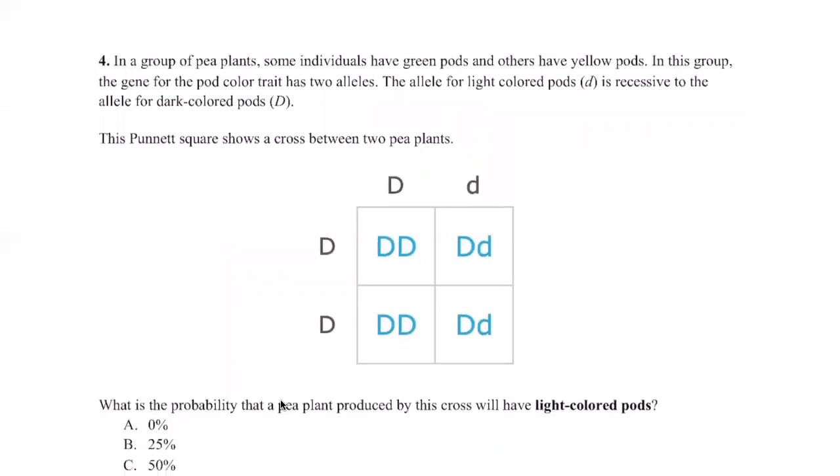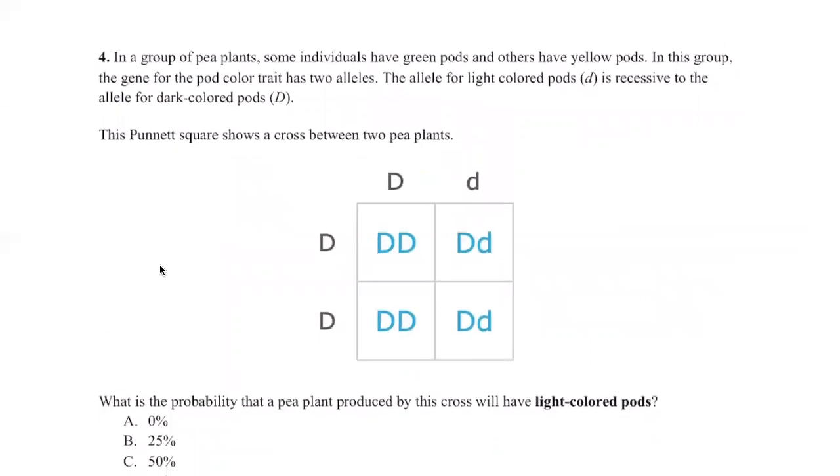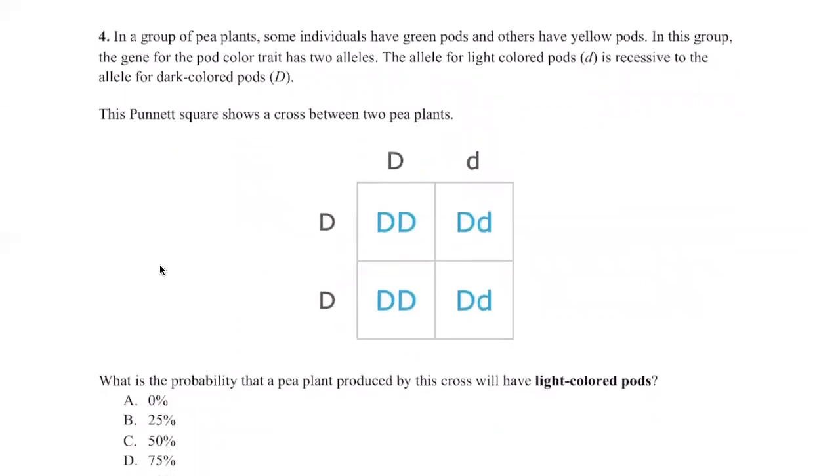Okay, so very last question. In a group of pea plants, some individuals have green pods and others have yellow pods. In this group, the gene for the pod color has 2 alleles. The allele for light colored pods, which is a lowercase d, is recessive to the allele for dark colored pods, which is a capital D. So this one's the dominant one.